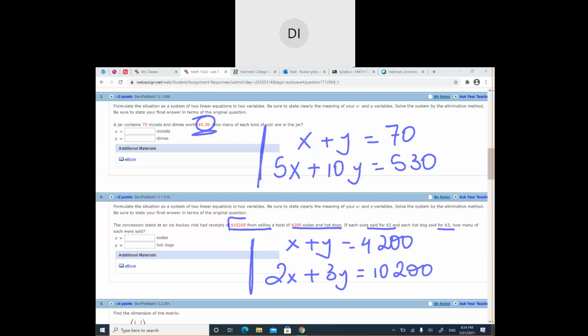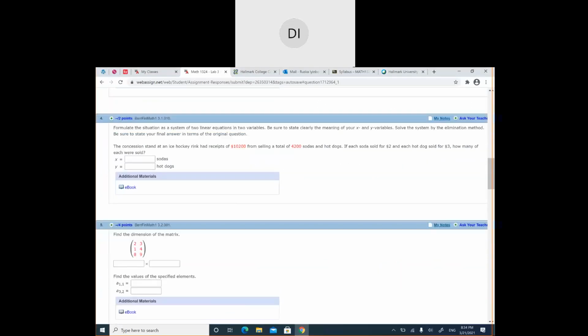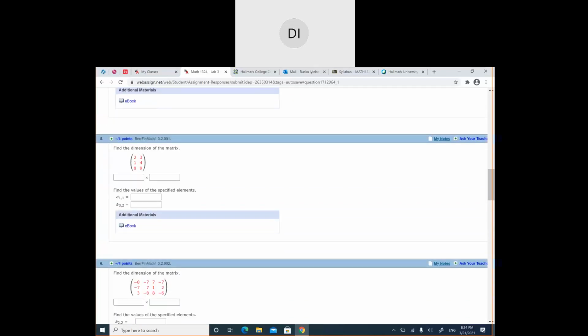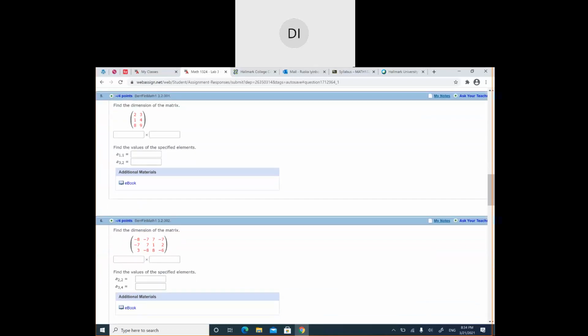The same idea, the same way. I'm not solving it. You can eliminate x, eliminate y, and find what x is and what y is. So that's how you solve a system of equations. Then the rest of it is about matrices, and it's really easy. So what is a matrix?